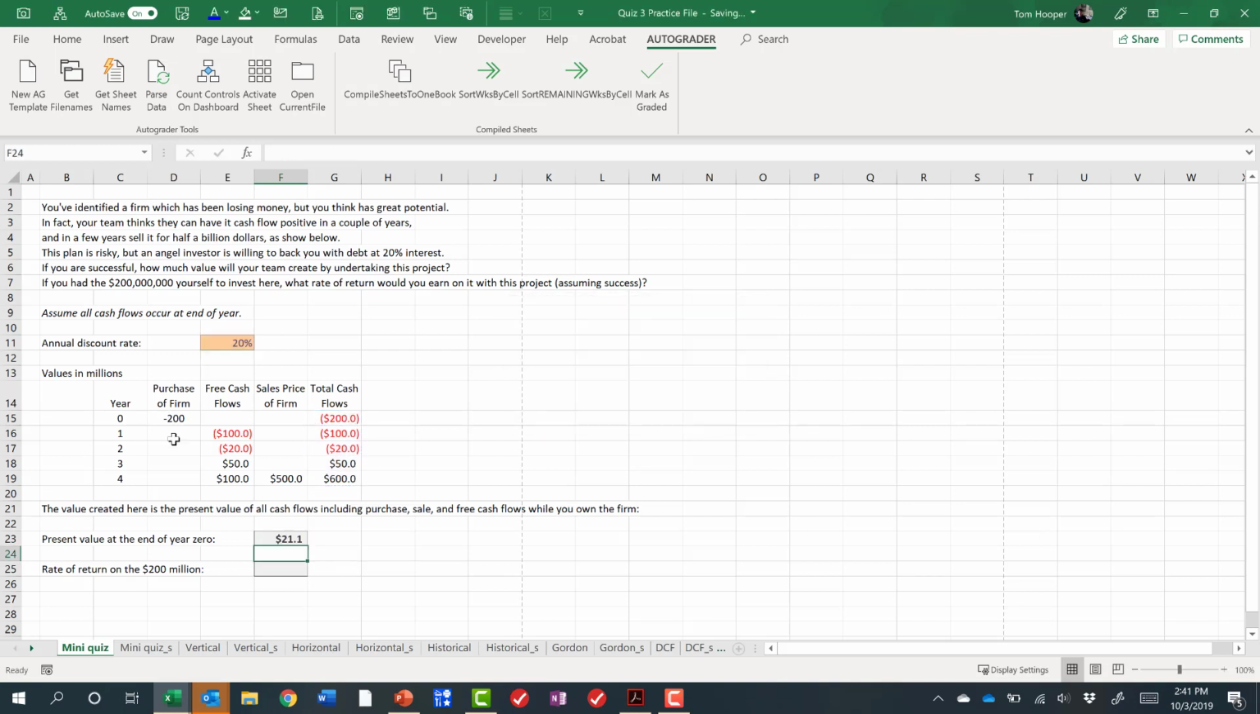Of course, the second will be discounted for 2 periods and so on. And what we find is that if we could actually pull this off, we'd create about $21 million in wealth, a nice return for our team. And in fact, if we could fund it ourselves, that 200 million would enjoy a 22% rate of return. So we see that on the solution.